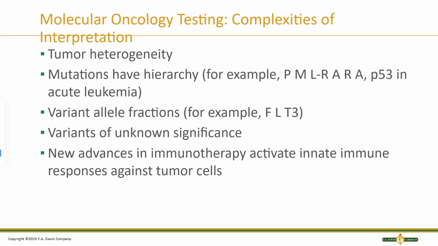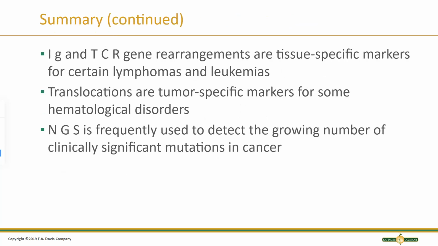Complexities of interpretation. So tumor heterogeneity. Mutations have a hierarchy. Variant allele fractions. Variants of unknown significance. So if there's a mutation there, we don't know if that mutation actually does anything. New advances in immunotherapy activate innate immune responses against tumor cells. And then you can review the summary.